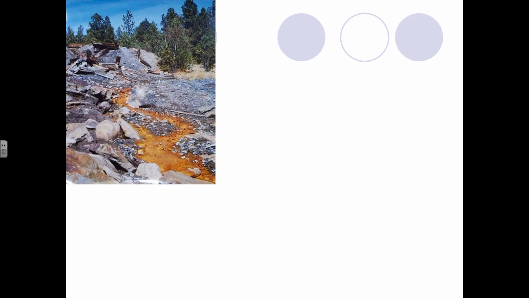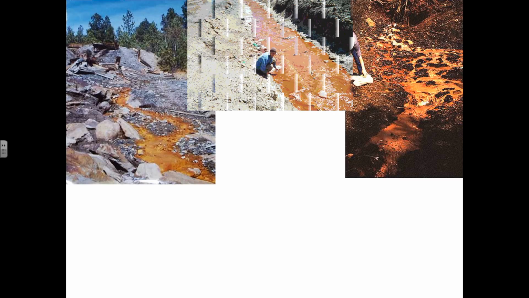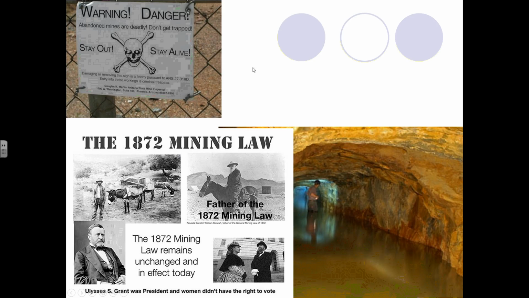Here we have some more pictures of acid mine drainage. Make sure you know the definition of this. Again, this is a review because we've discussed this before in our coal chapter. Here you see a lady who is bending down looking at the acid mine drainage. No, that's not me. It almost looks like lava in some of these pictures.